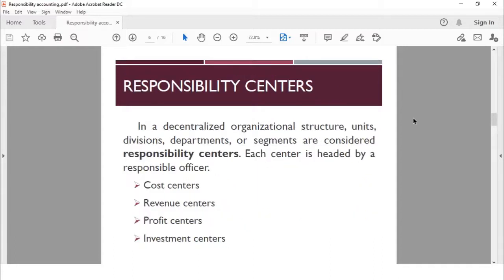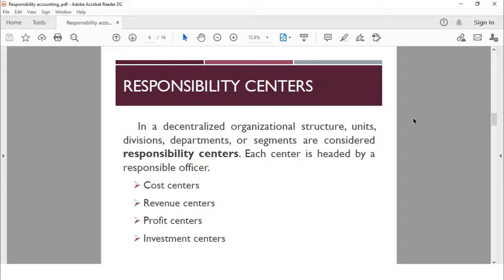So here we have our responsibility centers. Responsibility centers exist in a decentralized organizational structure. Again, why? Because in a decentralized structure, authority is delegated, so it is not just one person making decisions. These are what we call responsibility centers. These include units, divisions, departments, or segments in an organization. Each center is also headed by a responsible officer. It can be a manager or a vice president for a certain department, depending on the positions in the company.